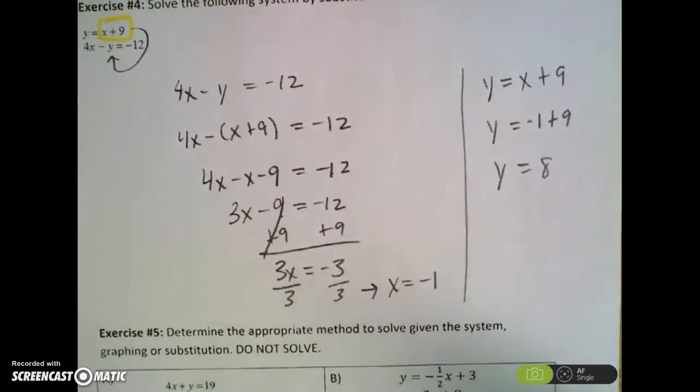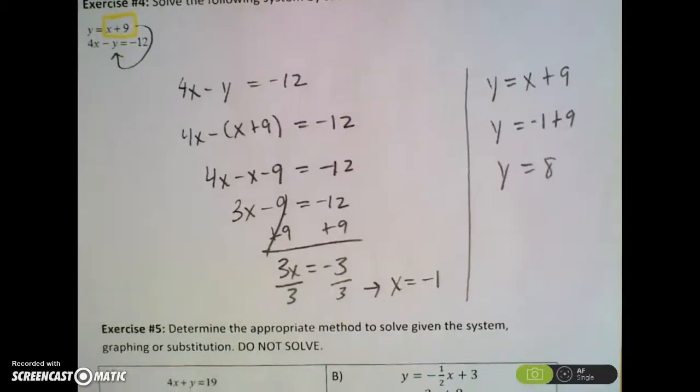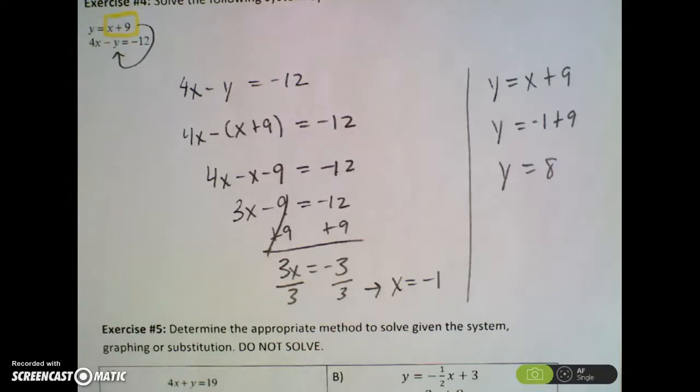Try the bottom two problems on your own. Determine which method is better for solving using graphing or substitution. You do not actually have to solve the problems. Just try identifying what method is best. Once you've completed that, then you can start working on your homework for this unit.